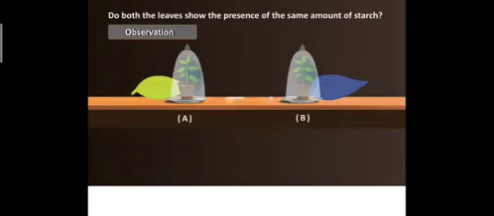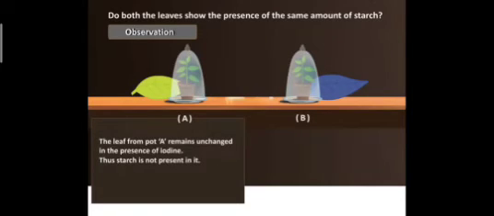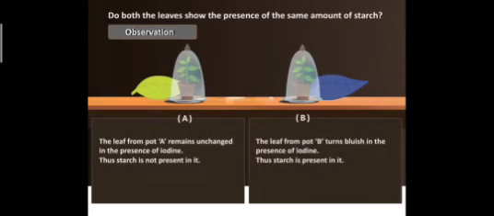Observation. The leaf from pot A remains unchanged in the presence of iodine. Thus, starch is not present in it. The leaf from pot B turns bluish in the presence of iodine. Thus, starch is present in it.